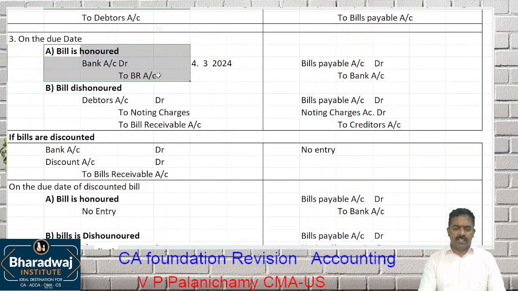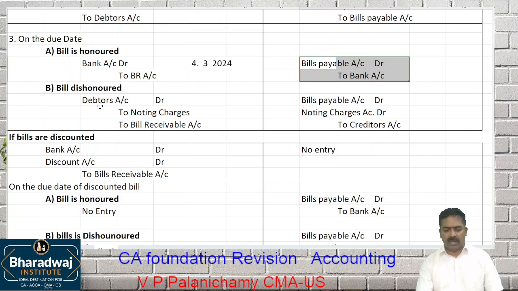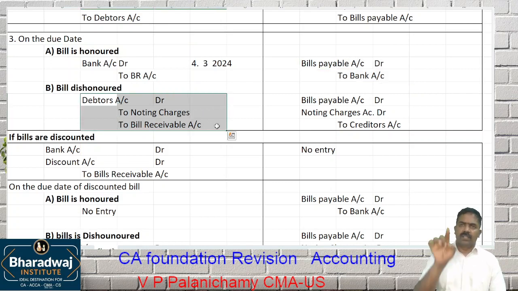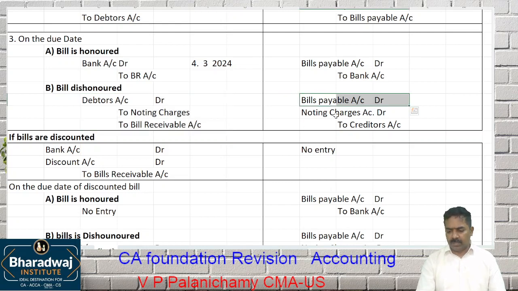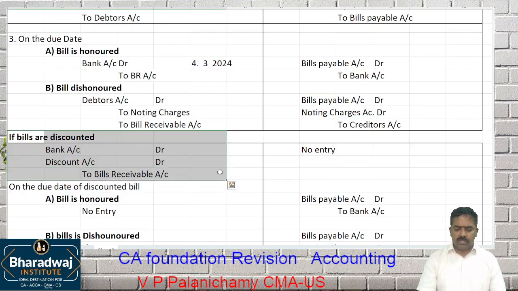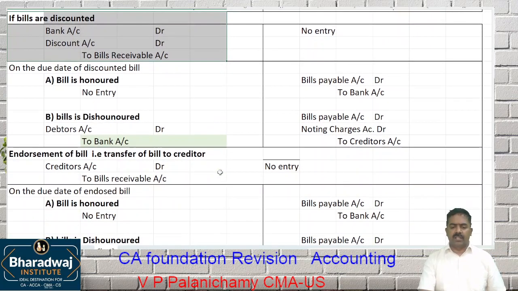On the due date, if the bill is paid, you collect money: bank to BR. I pay the money: bills payable to bank. If it is dishonored, debtors to bills receivable, noting charges will be borne by me. That's why bills payable account debtor, noting charges to which one? Creditor.